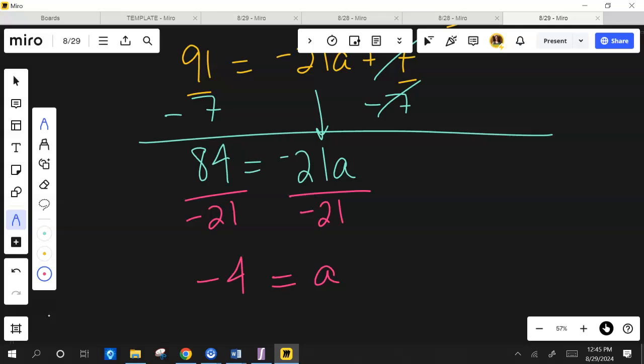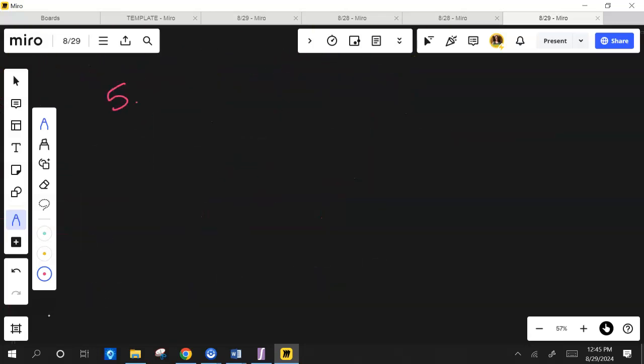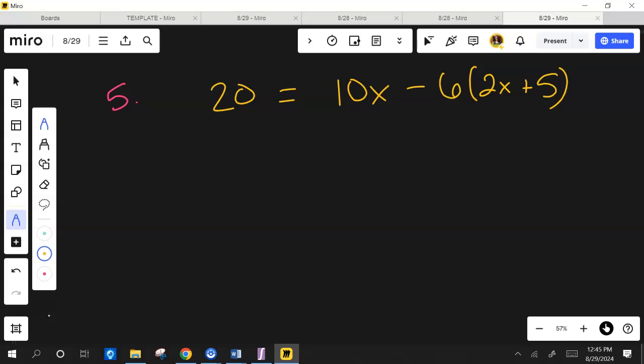Let's skip down to number 5. Everybody skip down to number 5 with me. I've got 20 equals 10x minus 6 times 2x plus 5. First step is to do what? Distribute if I can. Can I distribute? Yes. How do you know you can distribute? The parentheses. That's exactly right.